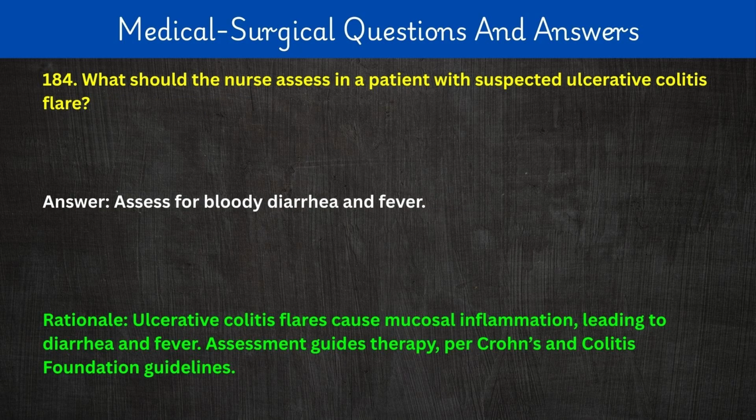184. What should the nurse assess in a patient with suspected ulcerative colitis flare? Answer: assess for bloody diarrhea and fever. Rationale: ulcerative colitis flares cause mucosal inflammation, leading to diarrhea and fever. Assessment guides therapy, per Crohn's and Colitis Foundation guidelines.